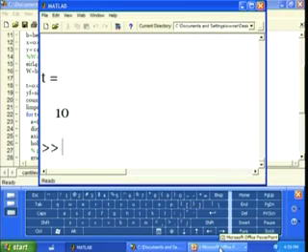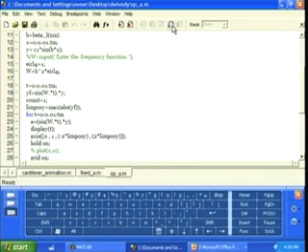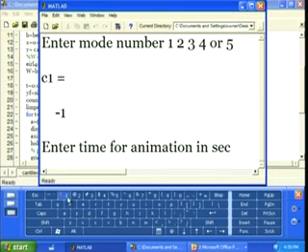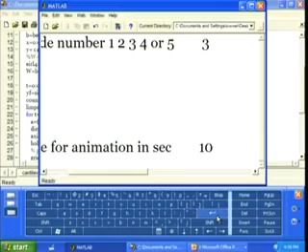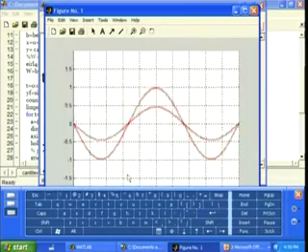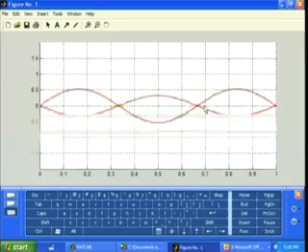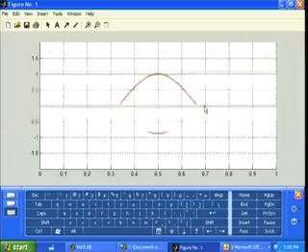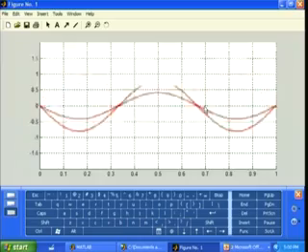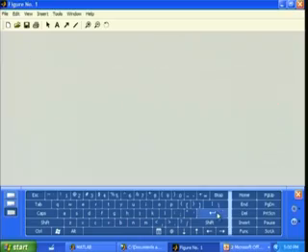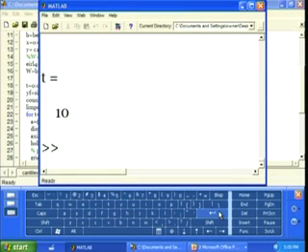For the third mode case, let us see. In this case I am writing it for third. If you simulate it, you can see clearly, you can visualize that there are 2 nodes present in this case. At these 2 nodes there is no vibration, and the beam vibrates as sin n pi x by L. Similarly you can simulate it for the fourth mode and other modes also.